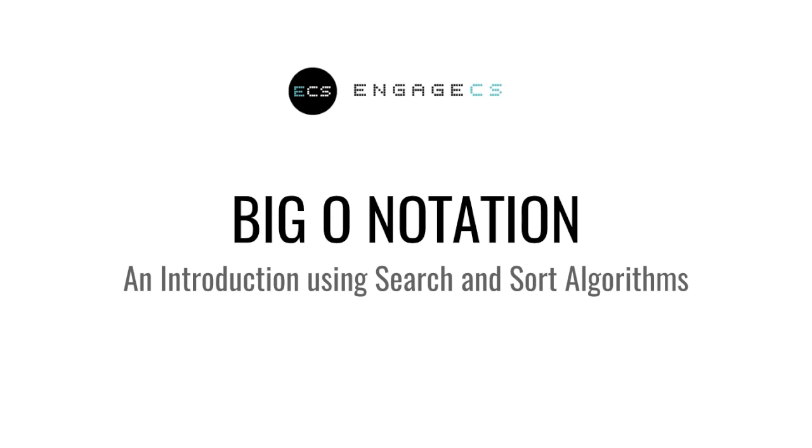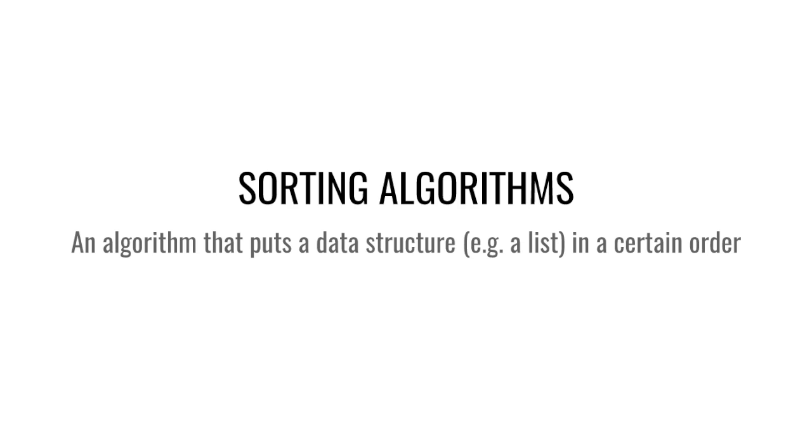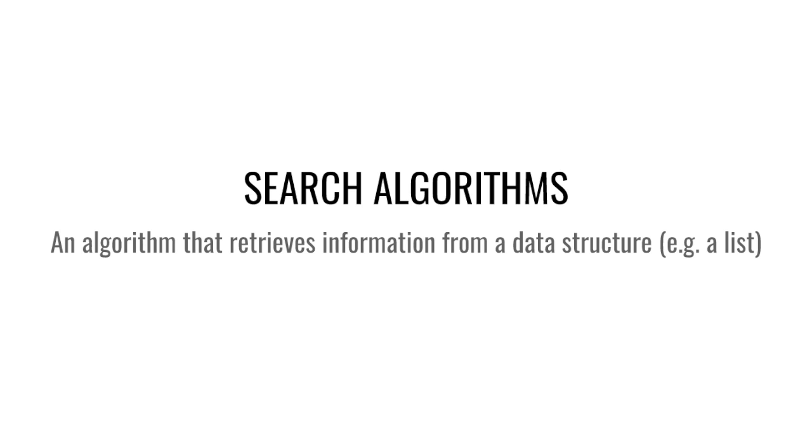In this lecture, we'll explore big O notation, and we'll use search and sort algorithms implemented in Python to better understand time complexity. A sorting algorithm is just an algorithm that puts a data structure, like a list, in a certain order, and a search algorithm retrieves information from a data structure.